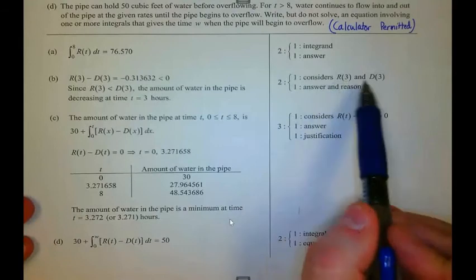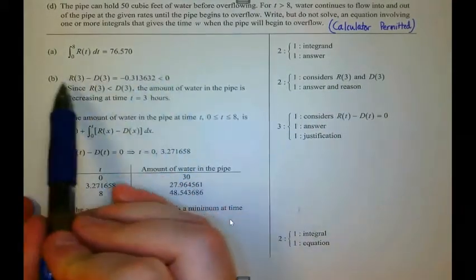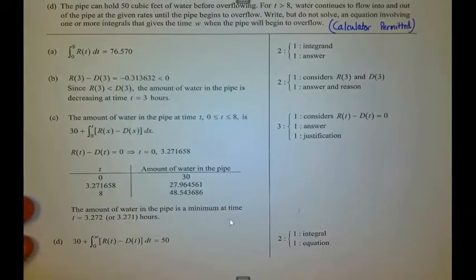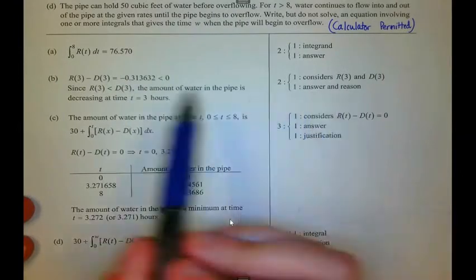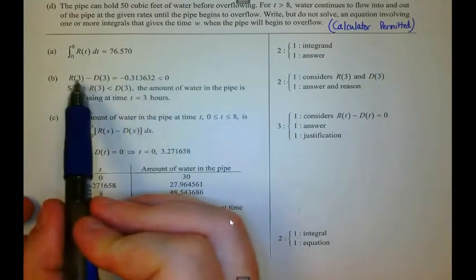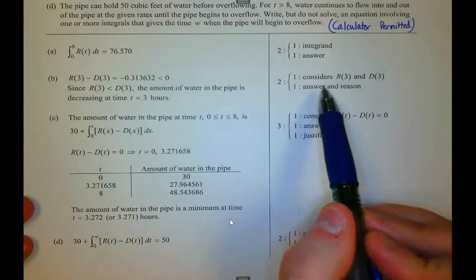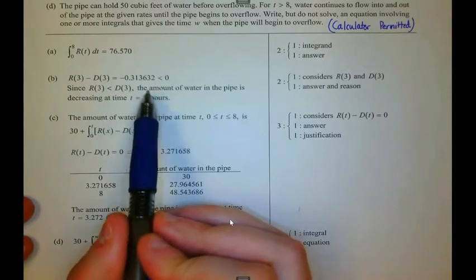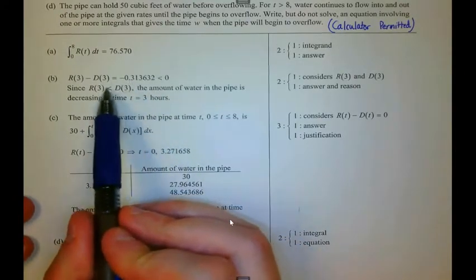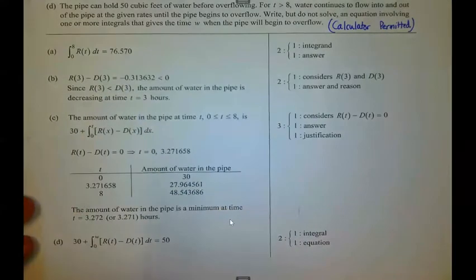This says considers R of 3 and D of 3. So you didn't have to do exactly this, but you had to do something equivalent to this. What does that mean? Hard to answer in general. But what I'm saying is you don't have to do exactly this to get the point for considering these. The second point is for answering with a reason. The reason is this is negative, which could be expressed by adding D of 3 to both sides: R of 3 is less than D of 3.